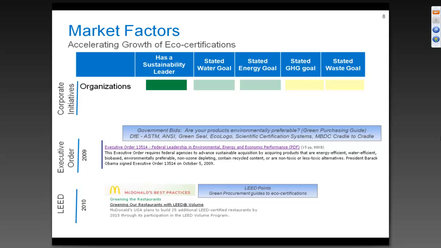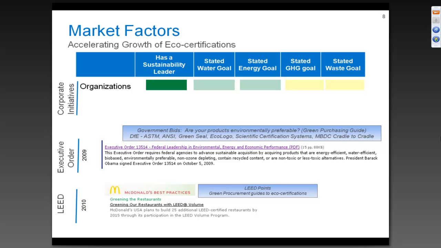Another key driver is the executive order. The presidents have said that as government agencies, we need to encourage environmentally preferable purchasing, and have given some guidance that you can meet this requirement by getting eco-certification. So that's certainly a driver.